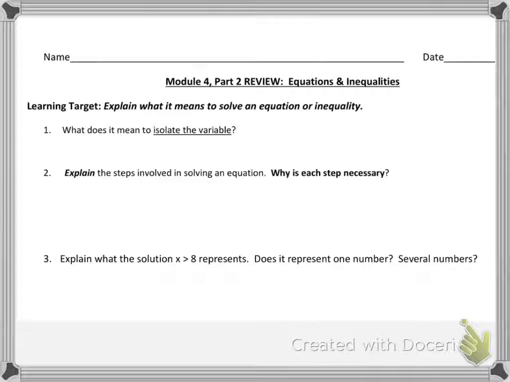All right, everyone, here is the Module 4 Part 2 review you've been working on. Here are the answers. Number 1, what does it mean to isolate the variable? I'll let this be the answer.